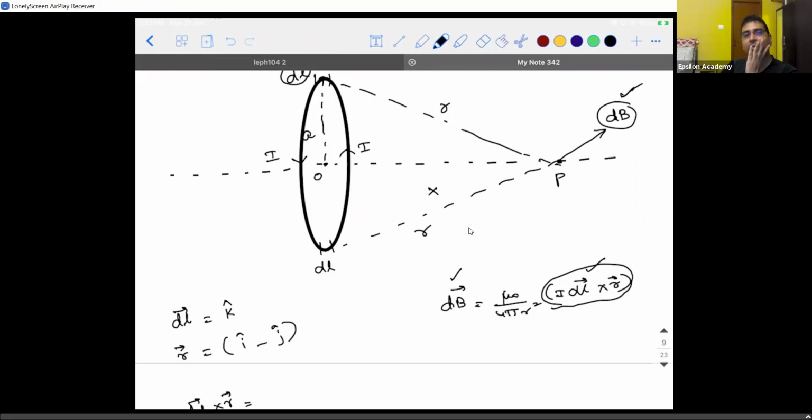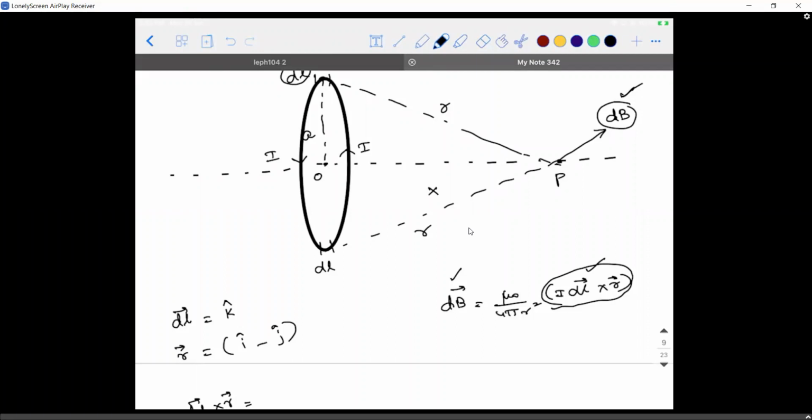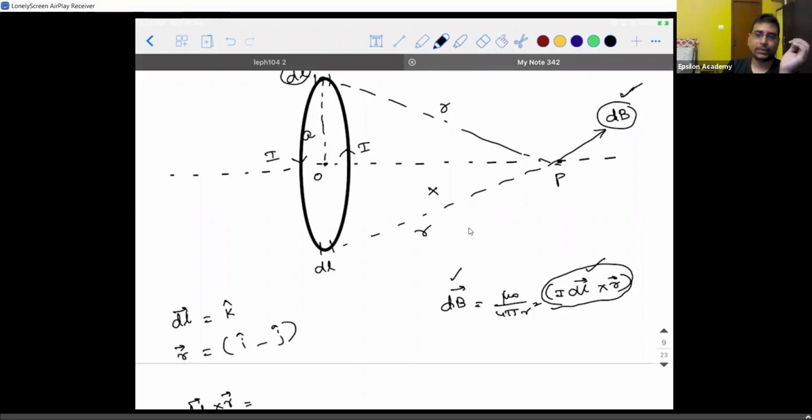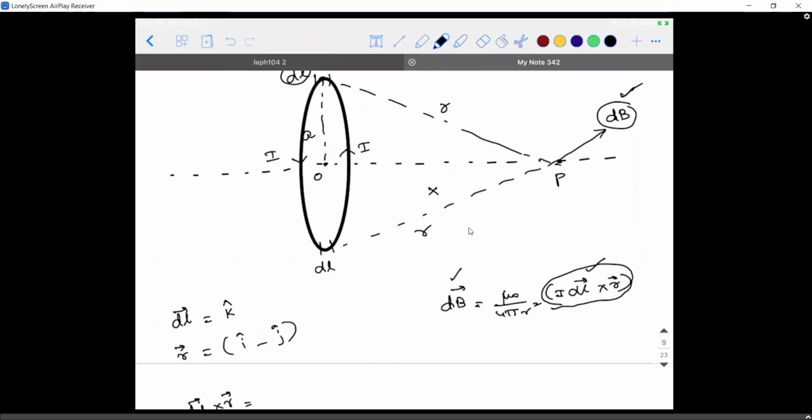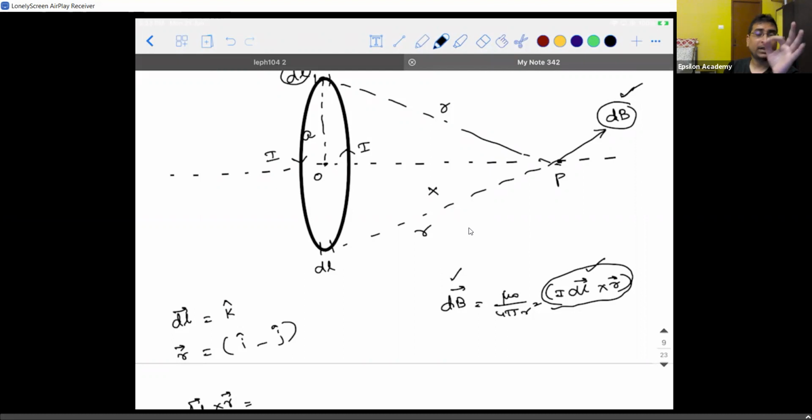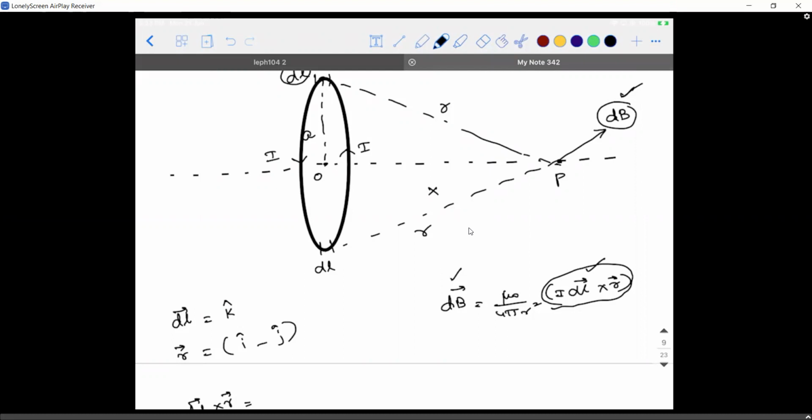It will not be k cap anymore. So it is i cap minus j cap. Very good. I'll tell you why. Mithun, can you explain why it is i cap minus j cap? Sir, because I took dl vector as negative of k cap, and r vector as i cap plus j cap. Then I did cross product of both the vectors. I got minus j cap plus i cap, sir.